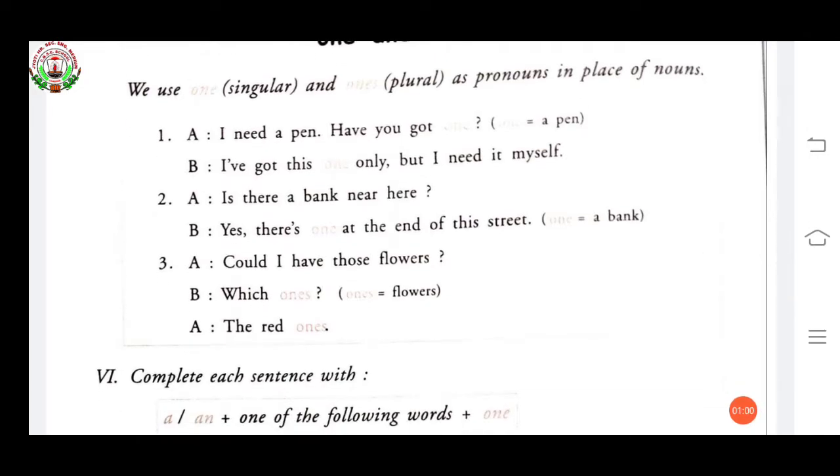I need a pen. Have you got one? Here it is. One is written here, you can see it in your book. So, I need a pen. Have you got one? One is equal to one pen. I have got this one only, but I need it myself.